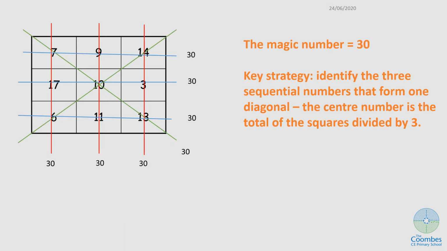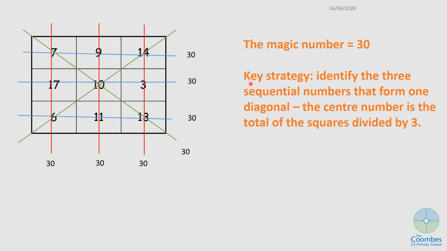Well, if you look at this, it's a magic square and the magic number is 30. And if you look at the numbers vertically and you add them up, all of them have a total of 30. If you add the numbers diagonally, they add up to 30. And if you add horizontally, they also add up to 30.